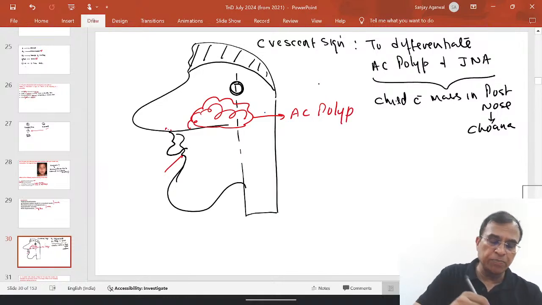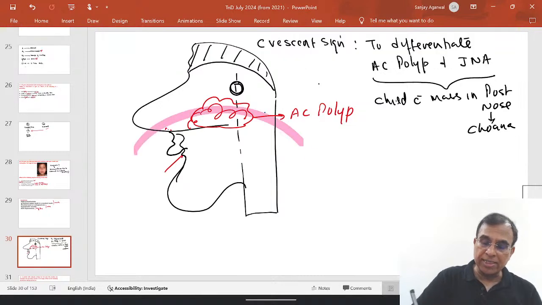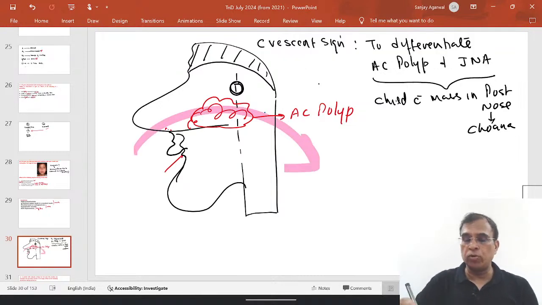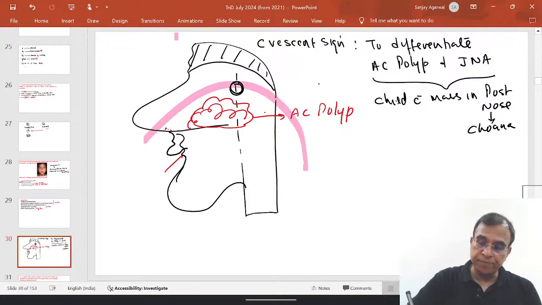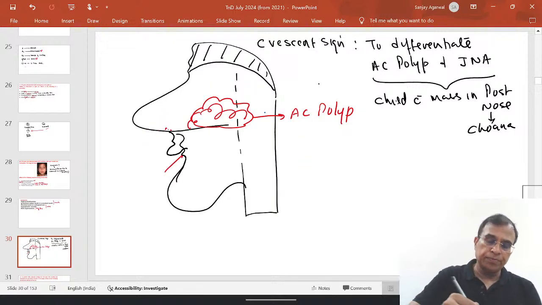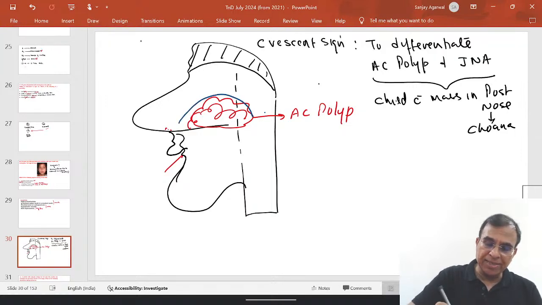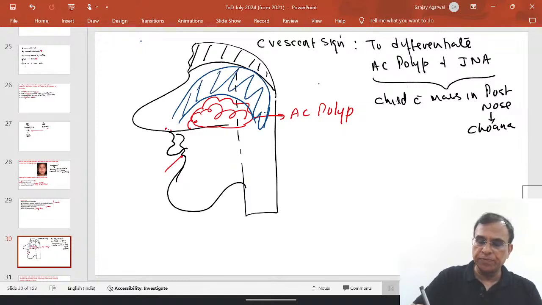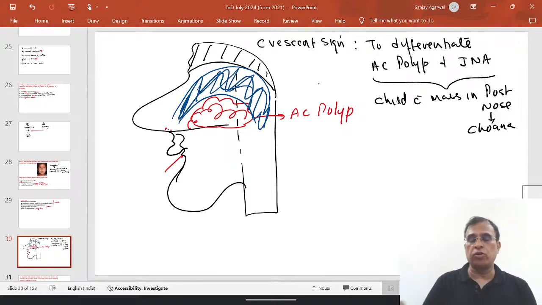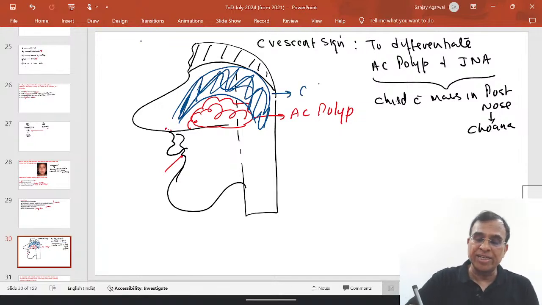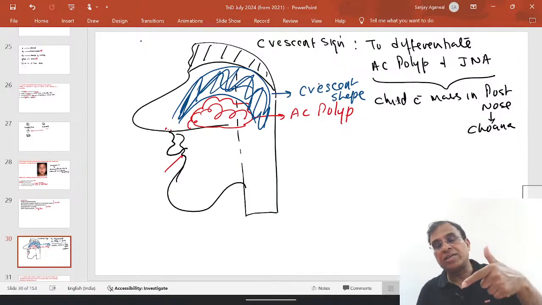Because of this AC polyp, the air cannot go like this through the normal route. So the air goes from here. The air column will be seen between the growth and the skull base. You see the air column here. You can see the air column has shifted up, and the shape of the air column is crescentic. This is the crescent shape, like a half moon, and this is called the crescent sign.